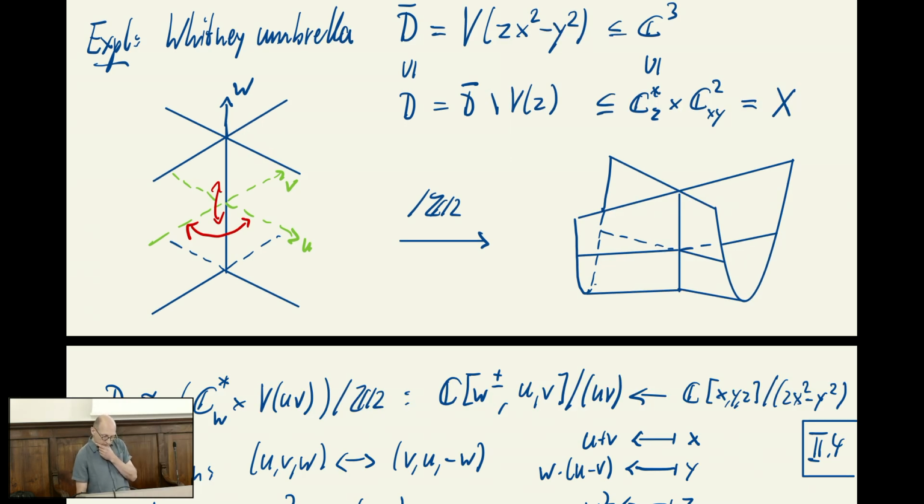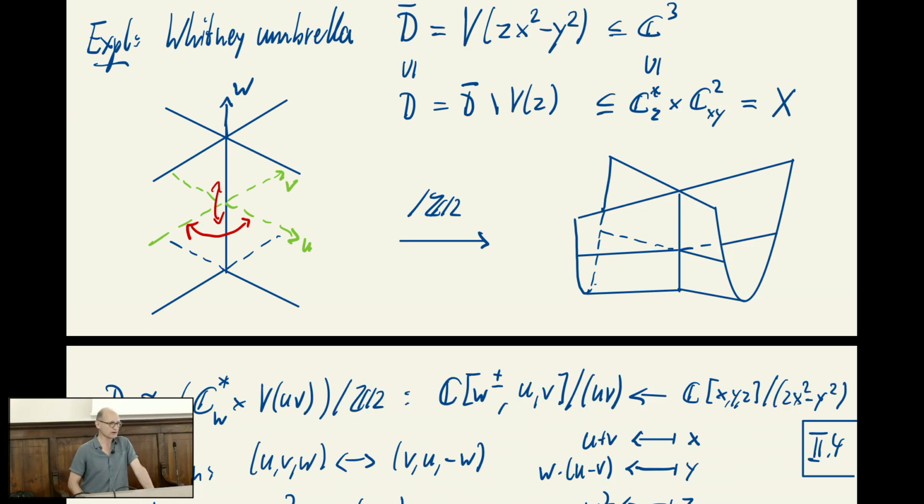I do remove this double line, okay? So let's remove the zero locus of z equals 0, because that's a little bad logarithmically. It's not a good point logarithmically. So this is then just the C star. This sits in C star squared cross C2 xy, and that's my X. The X is the ambient space, and the D is this Whitney umbrella with this double line removed.